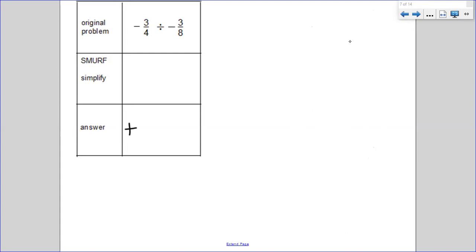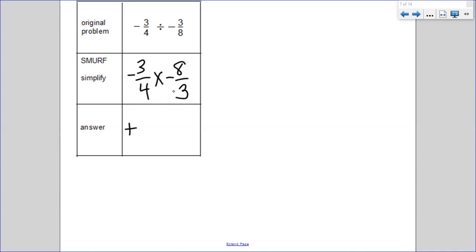All right, so here we go. Smurf. So I'm going to follow the acronym I gave you. Same. So leave this one exactly the same. M stands for multiply. So we are multiplying now. So I'm going to change that division to a multiplication. Now, here's the fun part. Okay, we are taking the reciprocal of 3/8. So you are flipped.